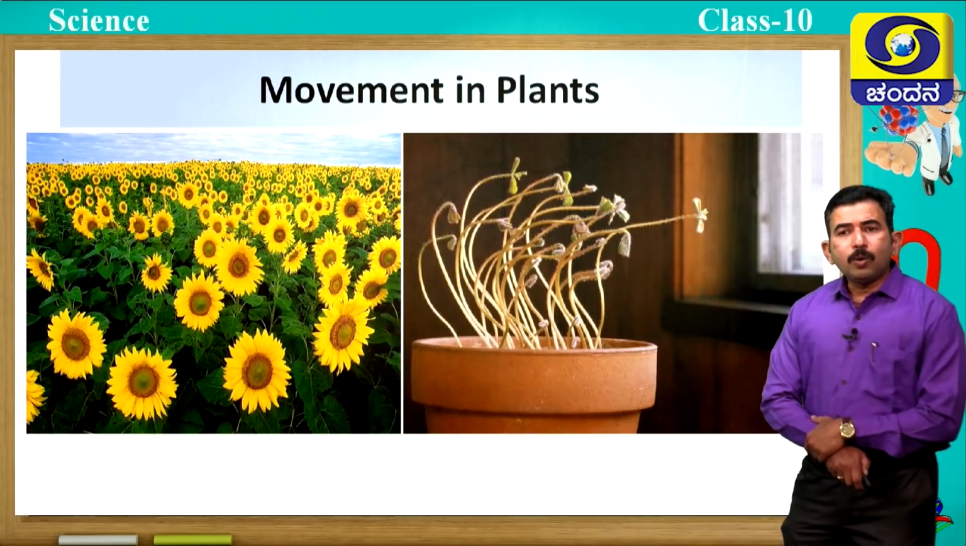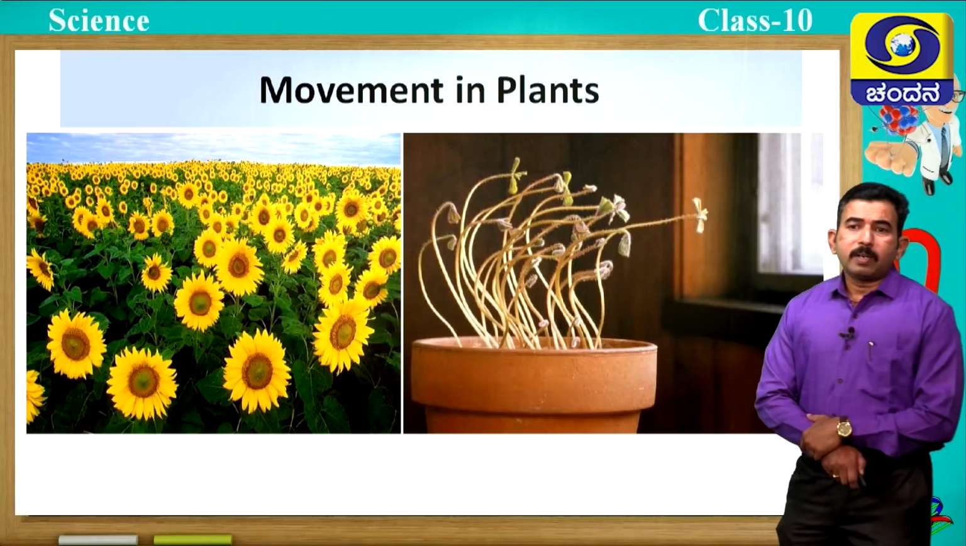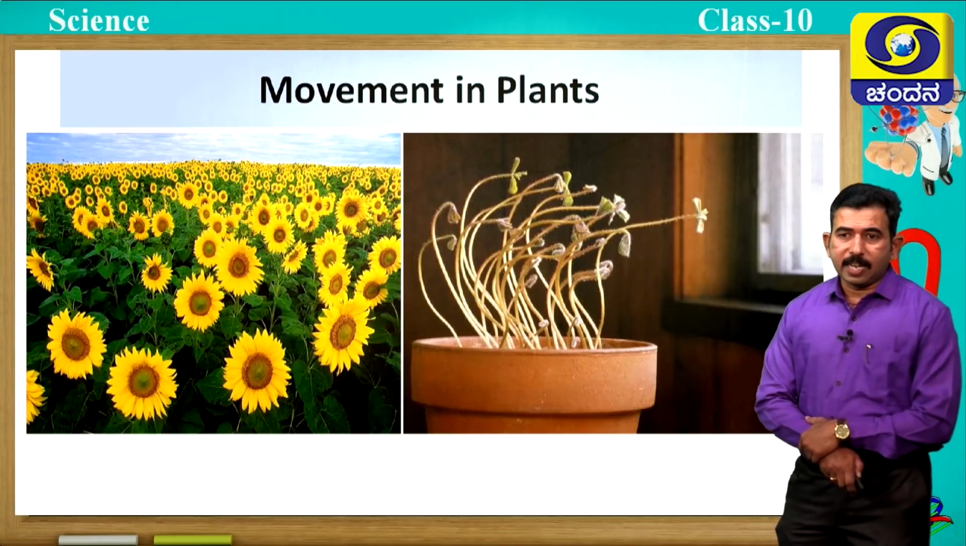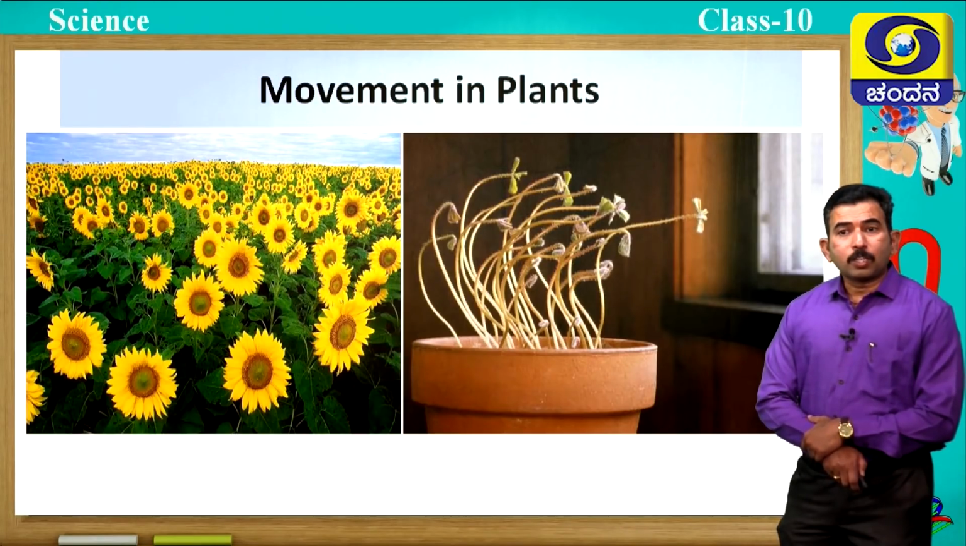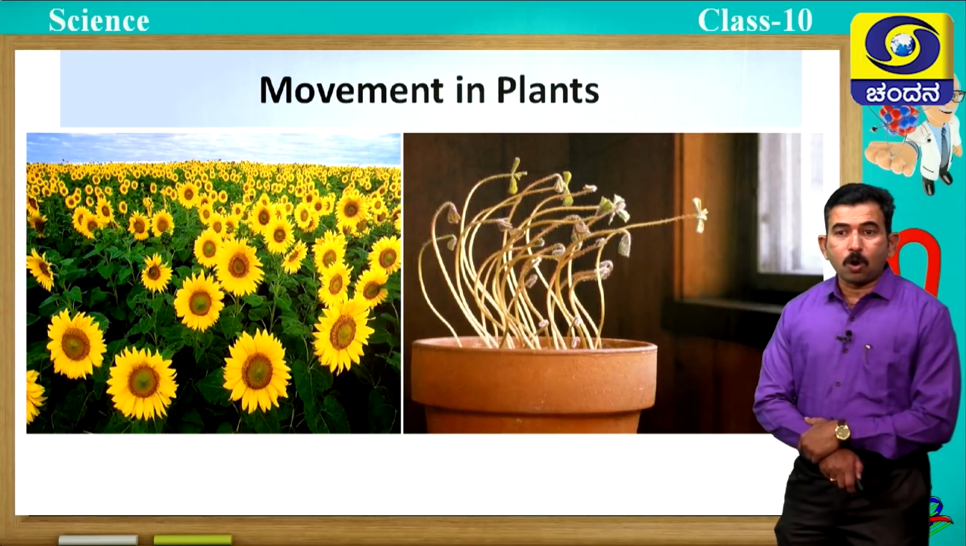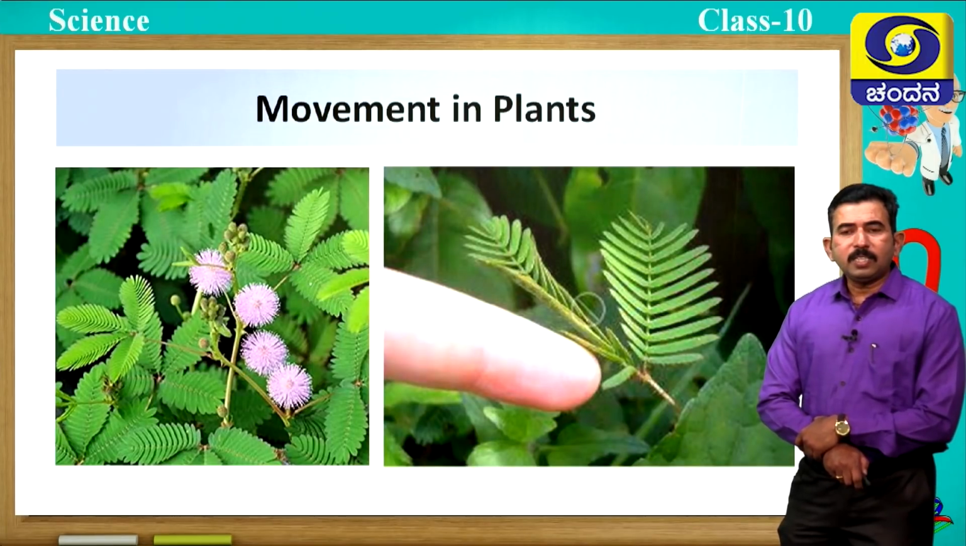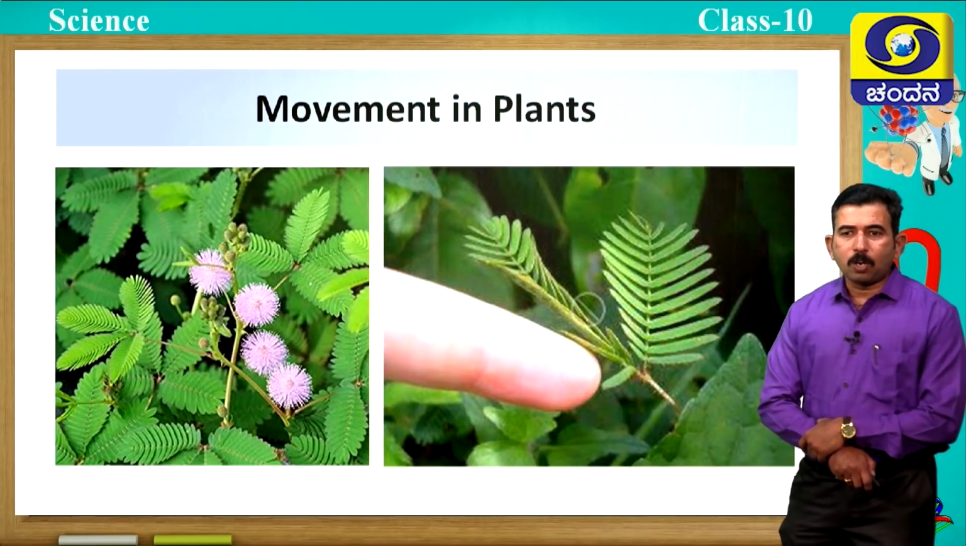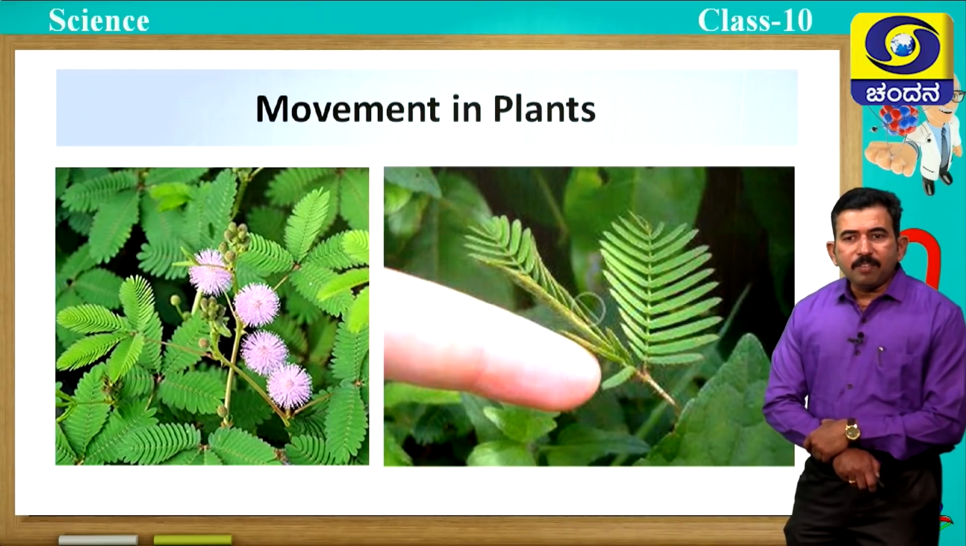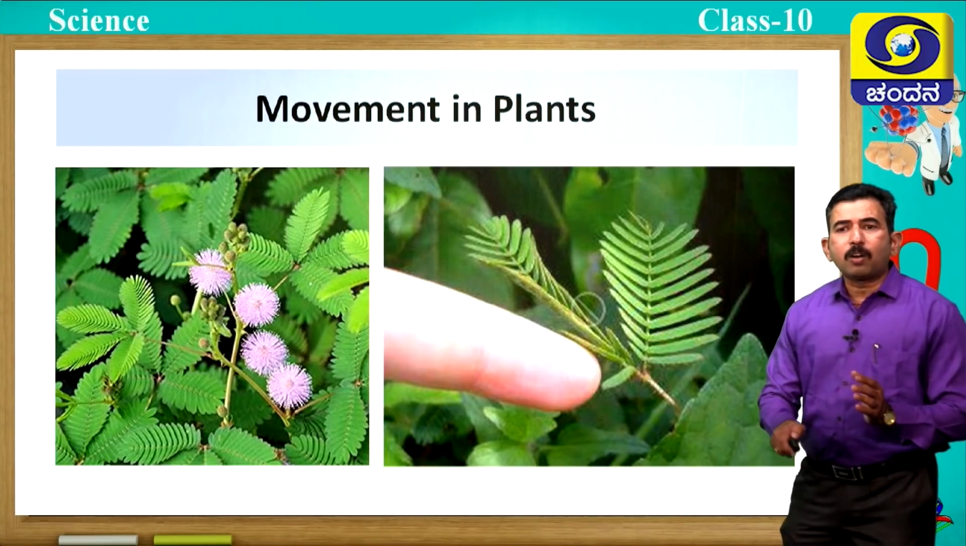And usually the plants will show their response to the stimulus, such as shoots responding to the light, whereas roots respond to the water, which is called hydrotropism. Observe this. This is the sensitive plant, the touch-me-not plant. When you touch the leaf, immediately the leaves are going to fold.